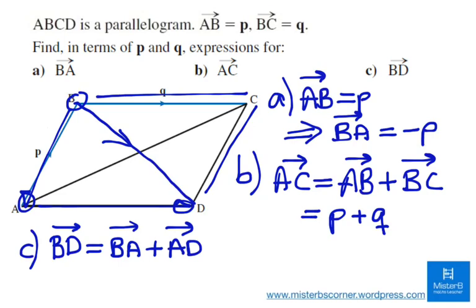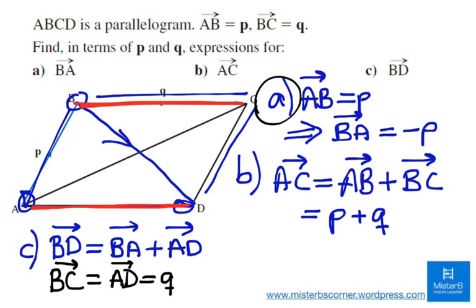Now, what we need to know is that in a parallelogram, opposite sides are parallel. So if they're parallel, they also have the same length. So actually, I know that BC is the same as AD, which is Q. BA, I know from part A, that is minus P, so I'm going to now substitute these into this expression. BA is minus P, plus AD is Q, so I'm done.